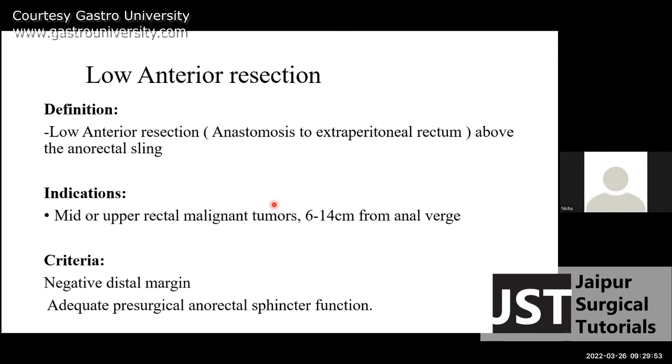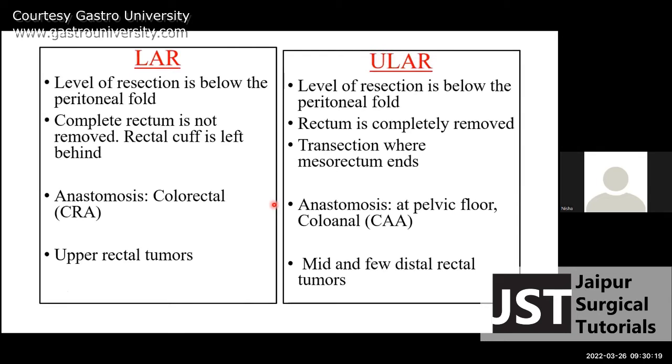Coming to low anterior resection, as opposed to the high anterior resection, the definition of the low anterior resection is when the anastomosis is done to the extraperitoneal rectum, but it is above the anorectal sling. It is indicated for mid and upper rectal tumors, which is about 6 to 14 centimeters from the anal verge. And the criteria is that we need to obtain a negative distal margin and the patient should have a good anorectal sphincter tone.